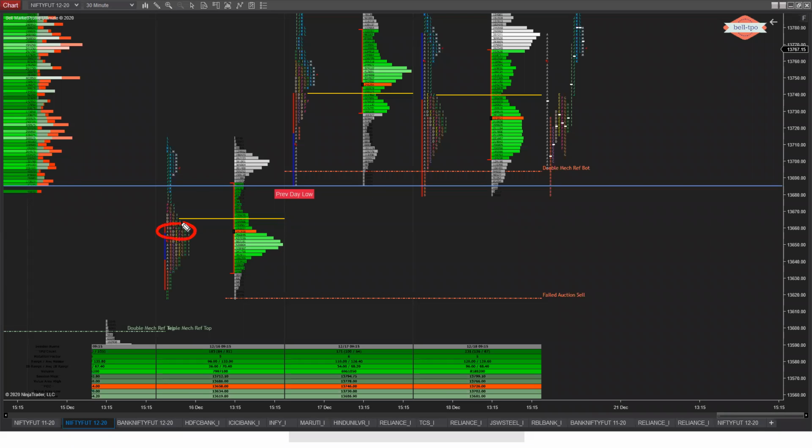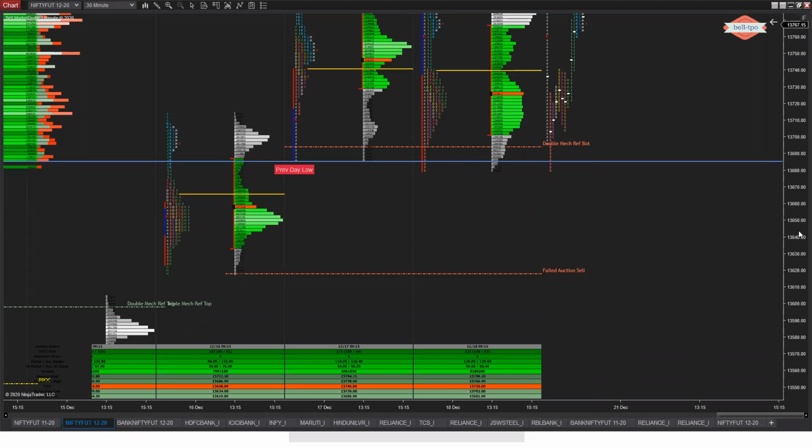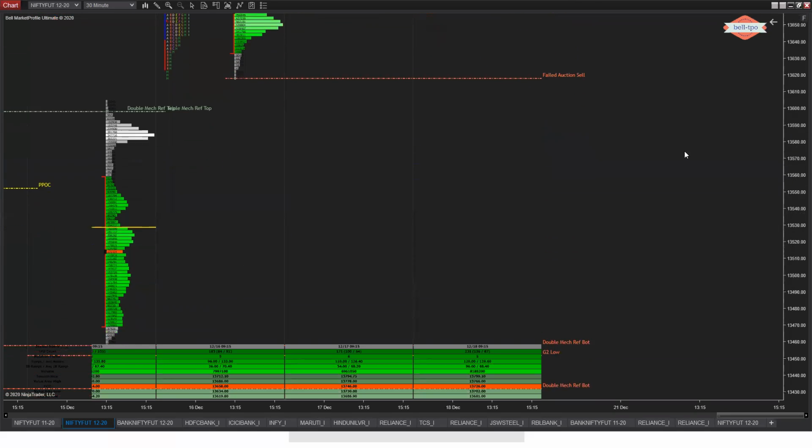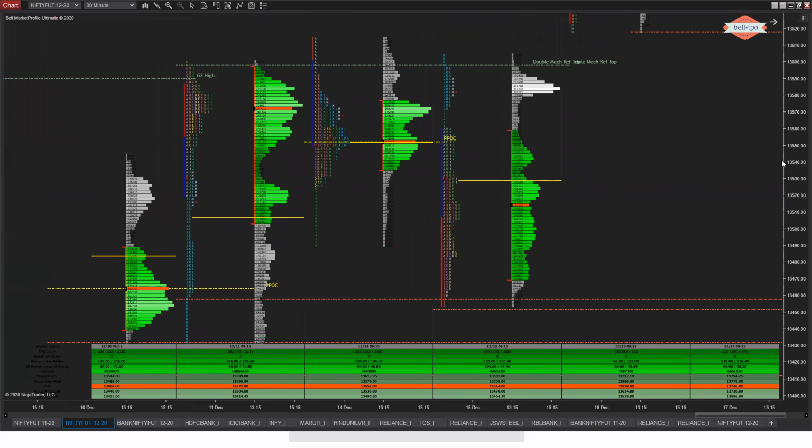Think about this zone. How many times is it touching? 1, 2, 3, 4, 5, 6, 7, 8. Almost 8 times. Then there are many times, if you see this market, it will be trading 8 times, 10 times, 12 times, 13 times at a particular price level. And that is a bigger edge from an intraday trading perspective.